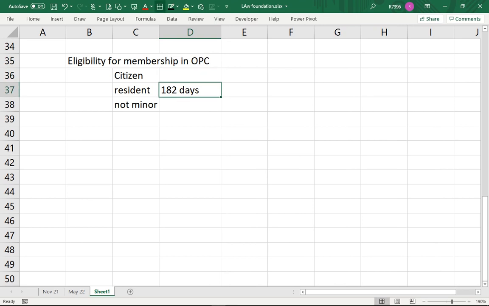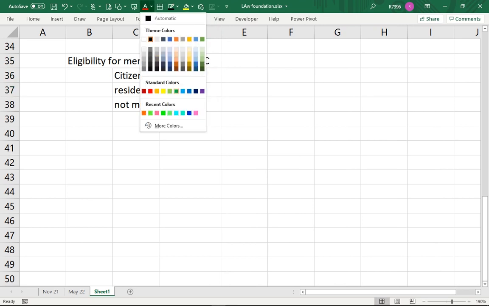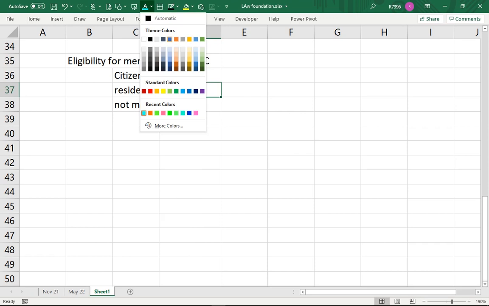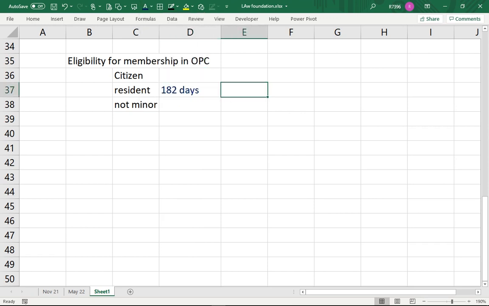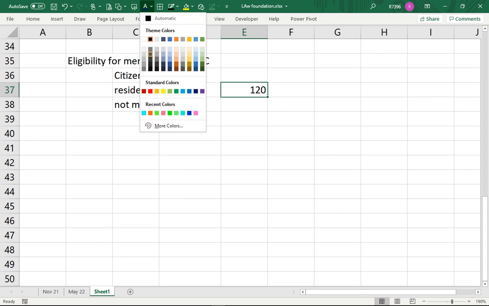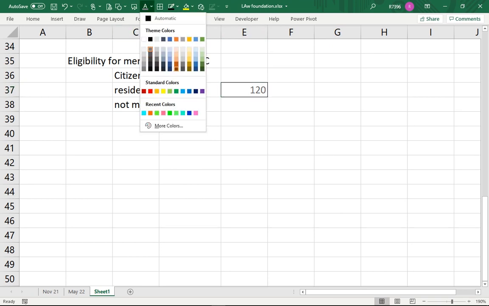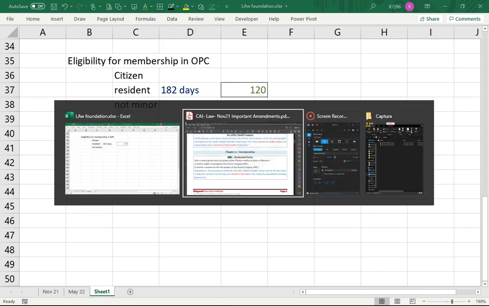But now as per the new amendment, look here, the new amendment that has taken place. As per the new amendment, now this 182 days has been revised. Instead of 182 days, now the law says that for the residential purpose it will be 120 days. Remember this. So earlier it was 182 days, but now as per the revision it is just 120 days.